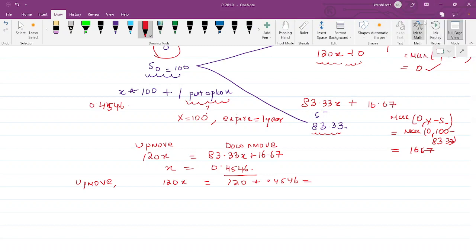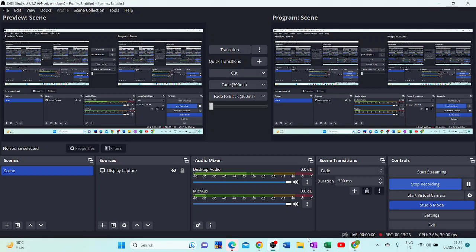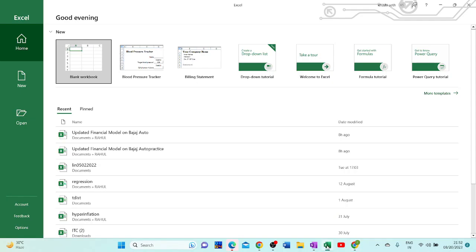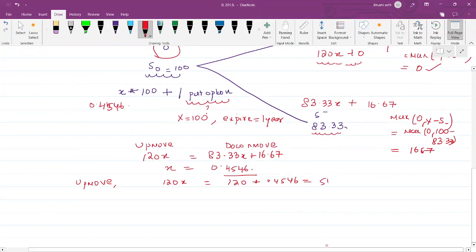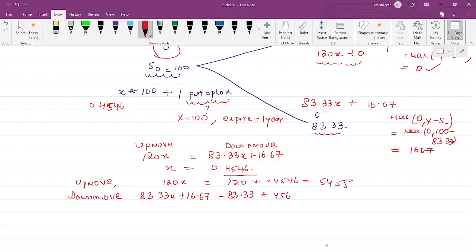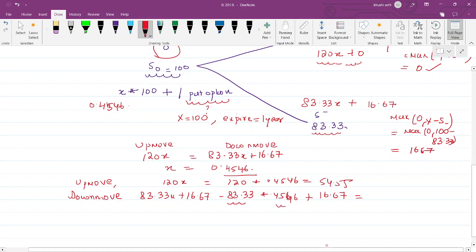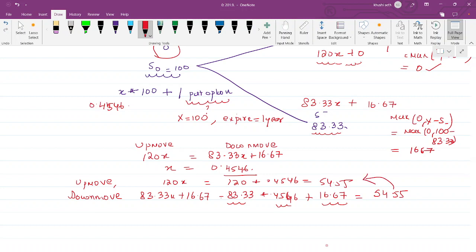बाबू, बोलो कोई. 120 into 0.4546, 54.55. तो 54.55. And the value of my portfolio in case of a down move is going to be 83.33x plus 16.67. That is 83.33 into 0.4546 plus 16.67. How much does this work out to? ये calculate करो. This must come to 54.55 only, right? This and this should be equal, right?